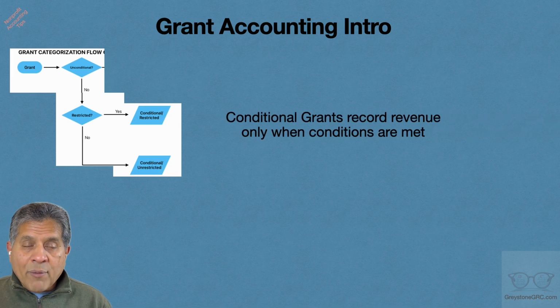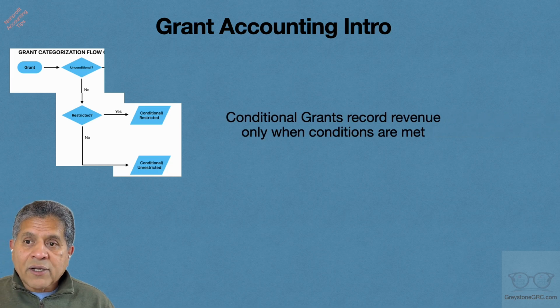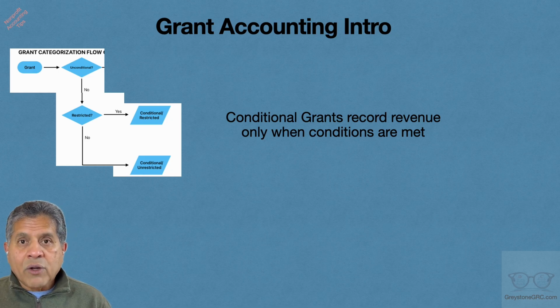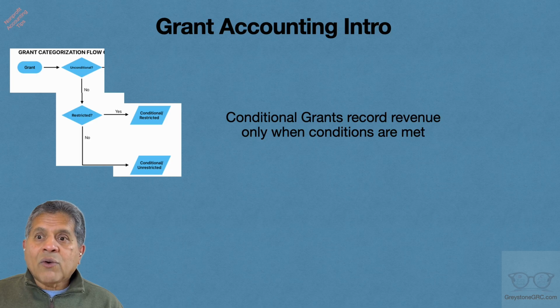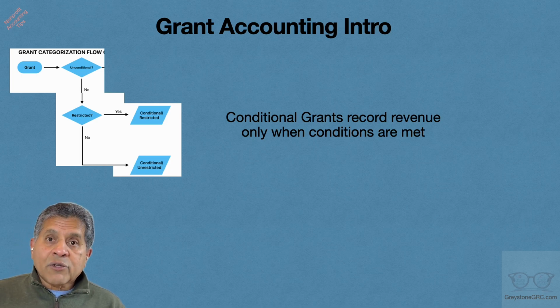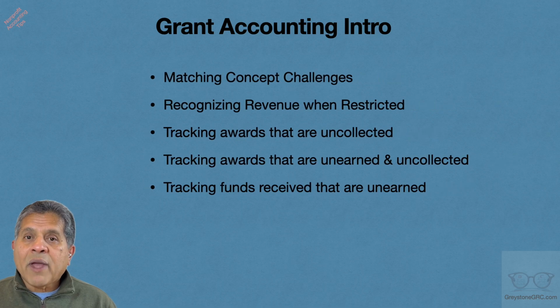Moving to the other arm of that decision tree, if the answer to the question whether it's unconditional is no, that means that it is conditional. So once it's conditional, we know that we do not recognize revenue until the conditions are met. So with that said, we then have this breakout into conditional and restricted or conditional and unrestricted. So for conditional grants, record revenue only when the conditions are met.